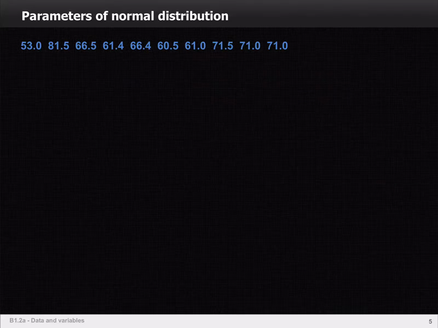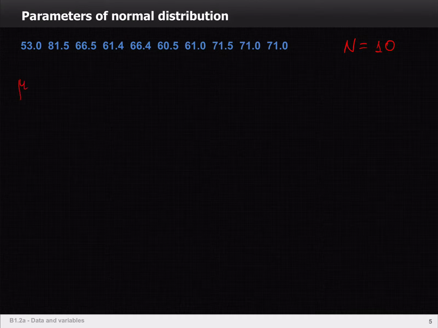Let's talk about how to calculate these two parameters, mu and sigma. I will use the same example with the chloride content in water, but in this case, I will assume that this is the population. So it's not a sample, it's a population. And the size of the population is 10.